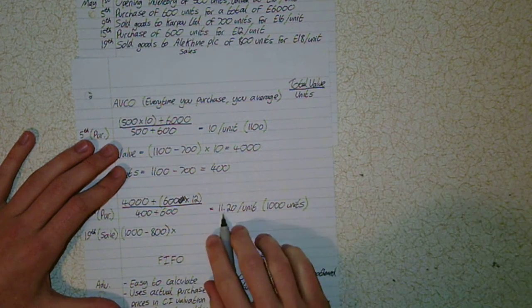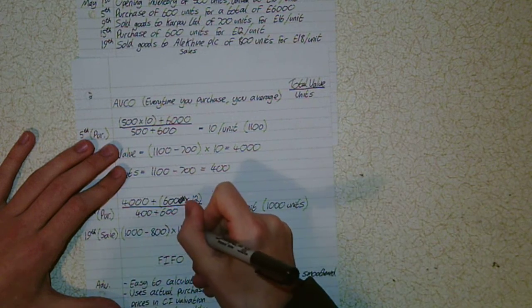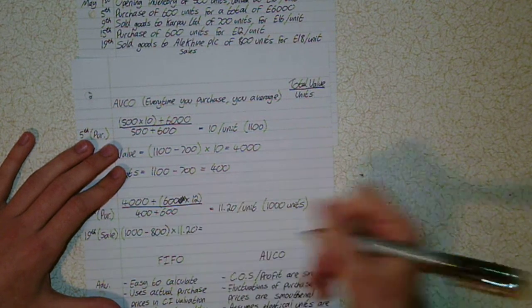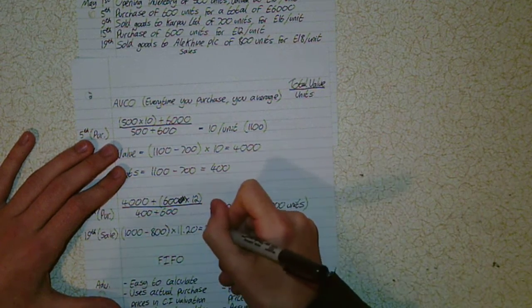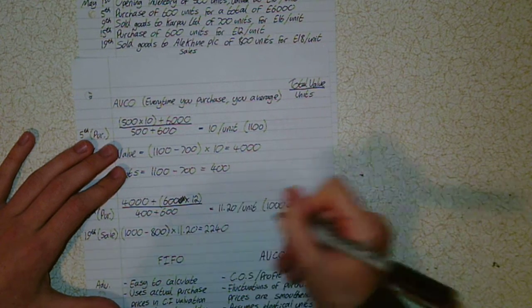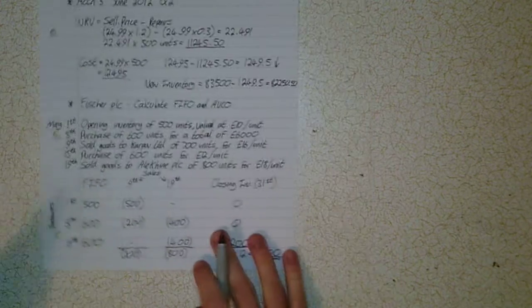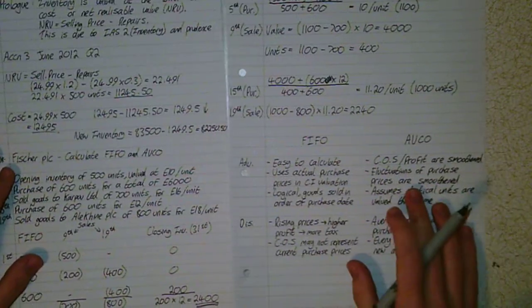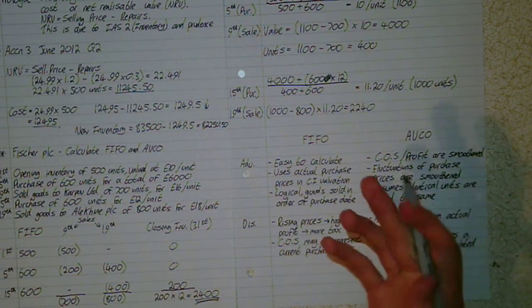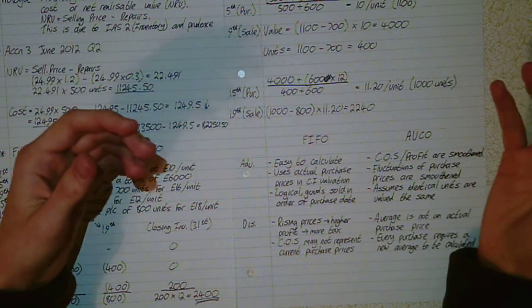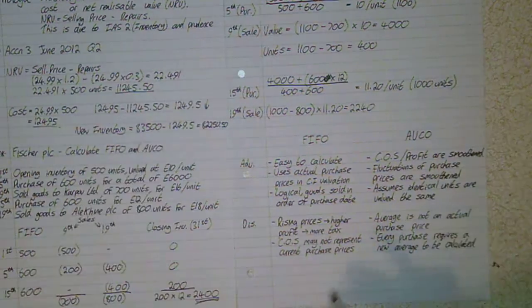And they're worth £11.20 a unit. So my closing inventory figure is 2,240. 200 units, just like FIFO. So we've both been left with 200 units. That's obvious. You have your goods bought in, you have your goods sold. Units in, units out. It should be the same.